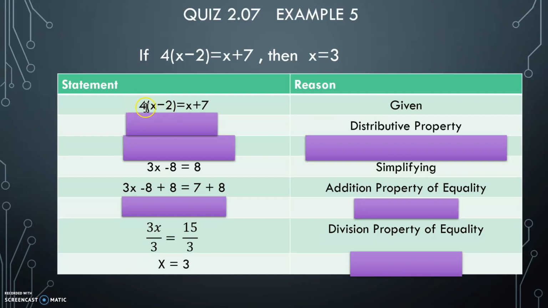Okay, and then we have to distribute this 4 to everything in the parentheses. 4 times x is 4x, and 4 times negative 2 is negative 8. That's the distributive property. Then look down here and see what our next step is going to give us.